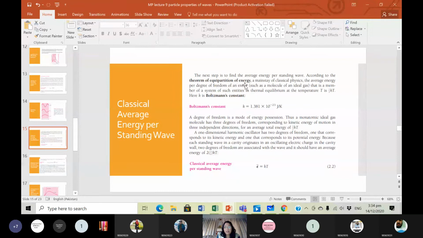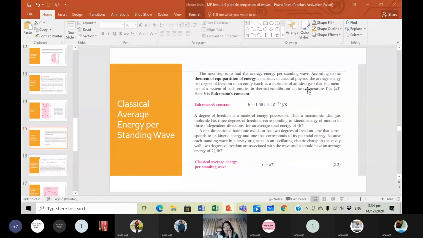The theorem of equipartition of energy, which is a part of classical physics, okay? It states that the average energy per degree of freedom of an entity, such as a molecule of an ideal gas that is a member of a system of such entities in thermal equilibrium at the temperature T, is half kT, where T is the temperature of the body of the entity, okay? For example, if we're considering a molecule of an ideal gas, then the capital T here is the temperature of the ideal gas, and small k here is the Boltzmann constant, which is given by this number here.